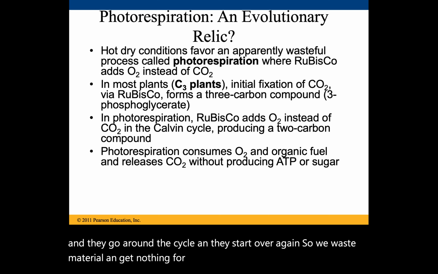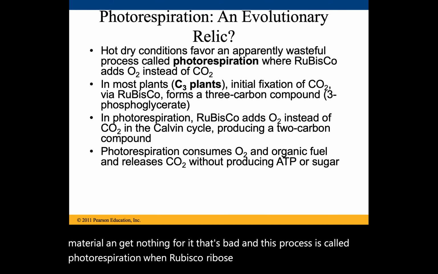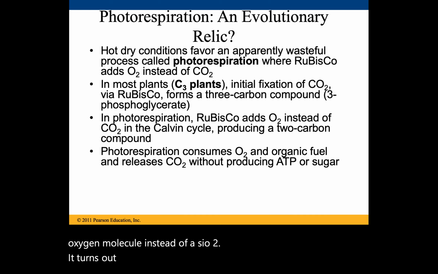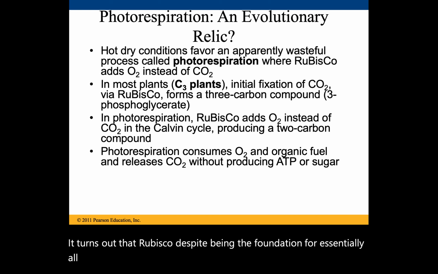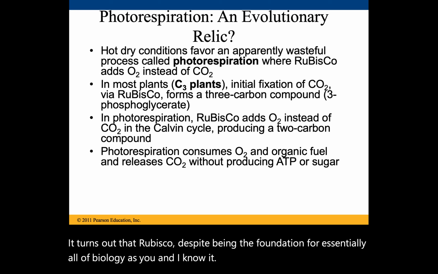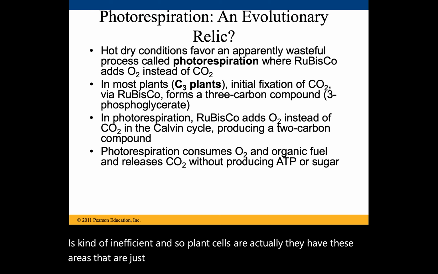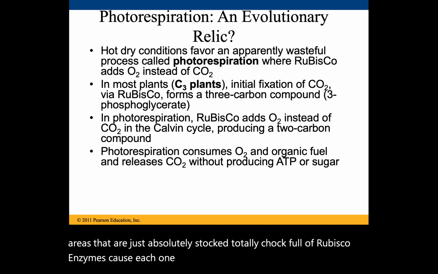That's bad. And this process is called photorespiration, when Rubisco, ribulose bisphosphate carboxylase, adds an oxygen molecule instead of a CO2. It turns out that Rubisco, despite being the foundation for essentially all of biology as you and I know it, is kind of inefficient. And so plant cells have these areas that are absolutely chock full of Rubisco enzymes, because each one is not particularly efficient.